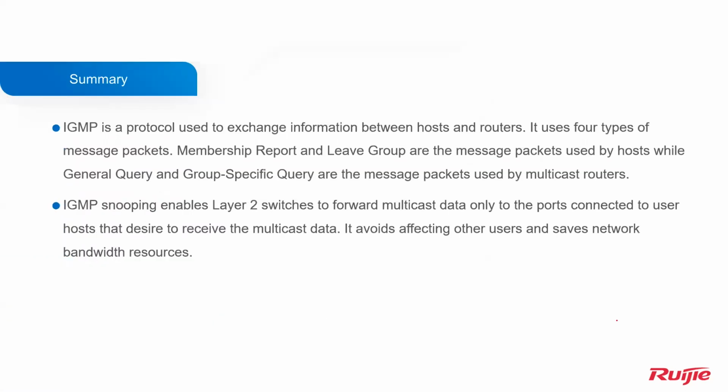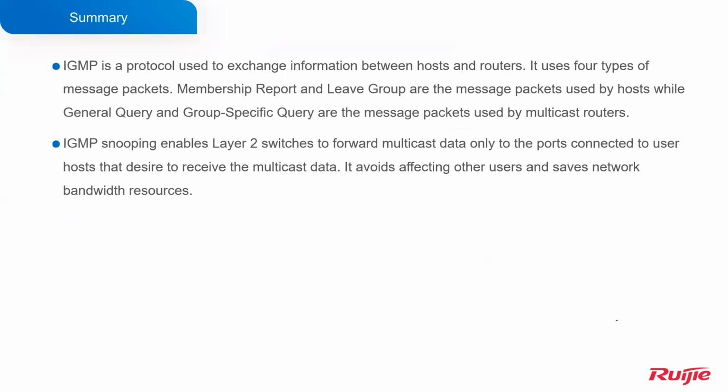Okay, that's all for this part. And here's a summary. IGMP is a protocol used to exchange information between hosts and routers. It uses four types of message packets as we have introduced, and they have their functions and application scenarios. IGMP snooping enables layer 2 switches to forward the multicast data only to ports connected to user hosts that desire to receive the multicast data, avoids affecting other users, and saves network bandwidth resources.